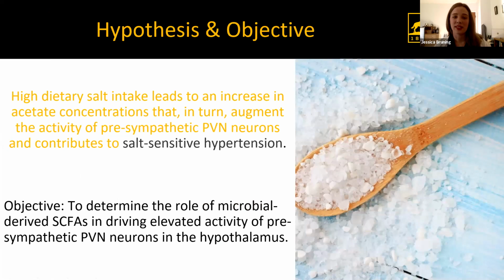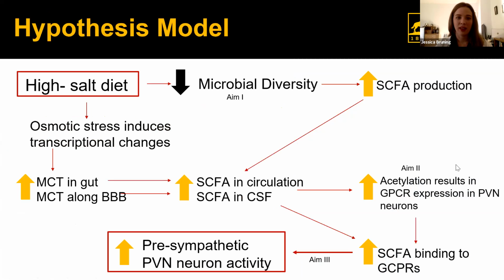So my hypothesis is that an increase in dietary salt leads to an increase in short-chain fatty acids. And then this increase in short-chain fatty acids in the PVN can contribute to salt-sensitive hypertension. Next. Here's just a prettier image of what I just said. So we get a high salt diet that increases short-chain fatty acid production, increases short-chain fatty acids in circulation and in cerebral spinal fluid, leading to an increase in sympathetic outflow and then an increase in blood pressure. Next.